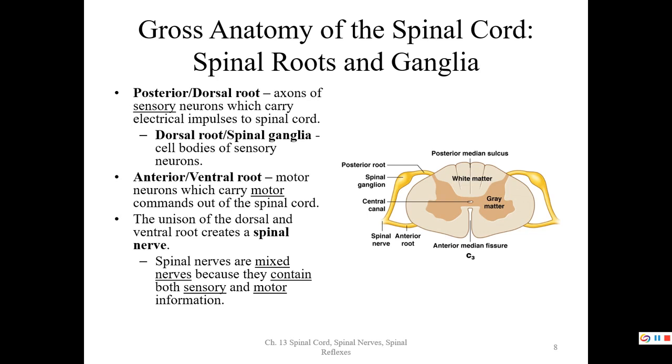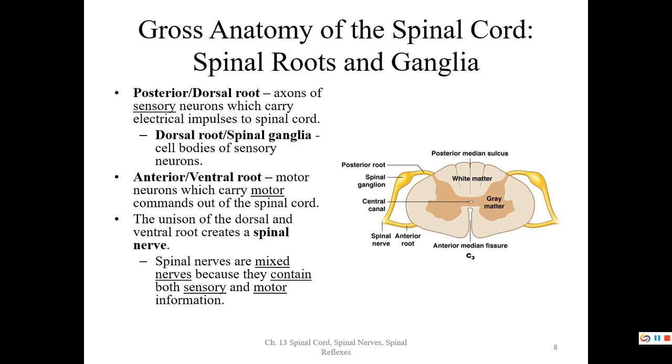Okay, the posterior or dorsal root is going to have your sensory neurons in it, axons of sensory neurons. The dorsal root ganglia hold the cell bodies of those particular sensory neurons. The ventral root is going to hold motor neurons. Think about when you rev a motor, vroom, vroom, vroom. Ventral root or anterior root, but I like ventral root because it makes me think vroom, vroom.